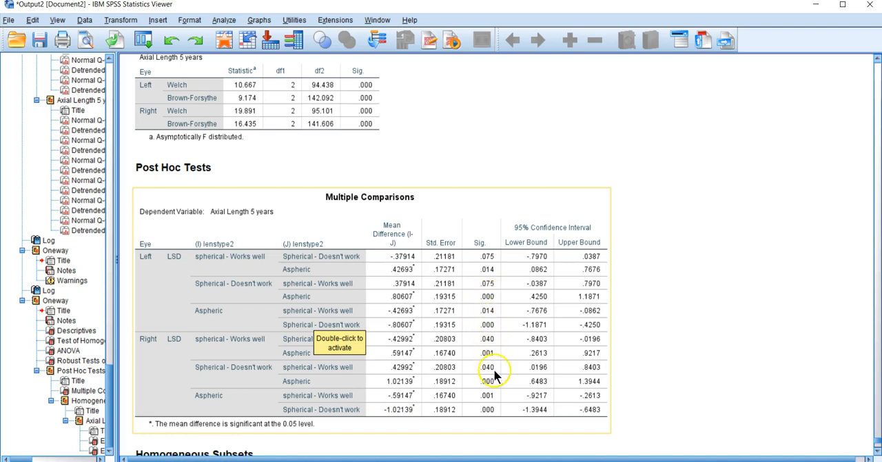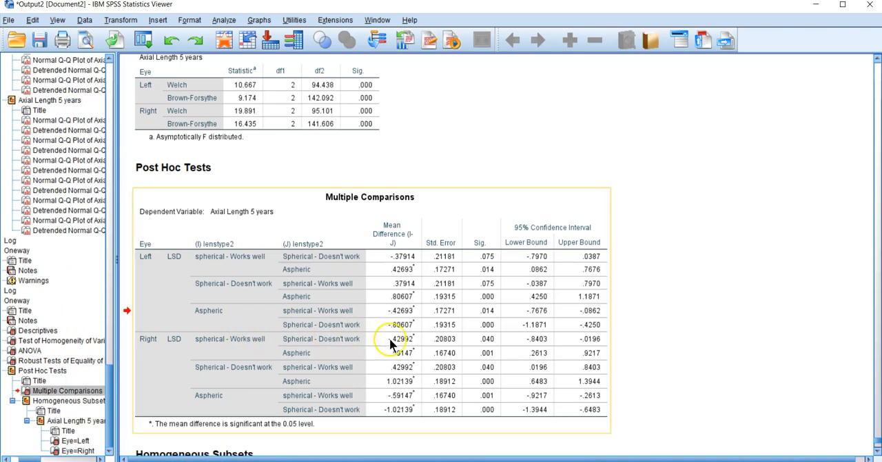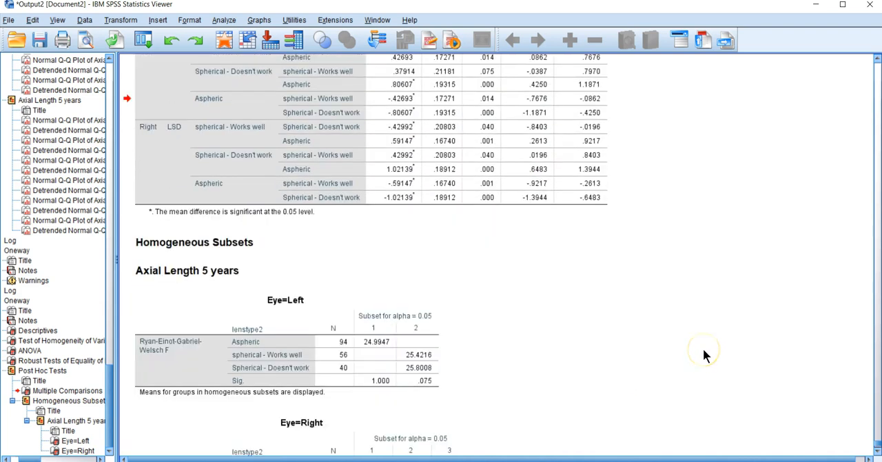And the right eye, same thing. In this case, spherical works and doesn't work are significant at 0.04. Here it was 0.07, here's 0.04. That's why you've got to be a little careful when you're talking about p-values that go by a rigid 0.05. Chances are those guys are kind of different.